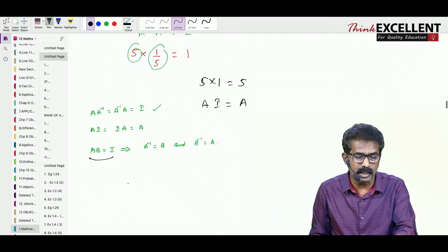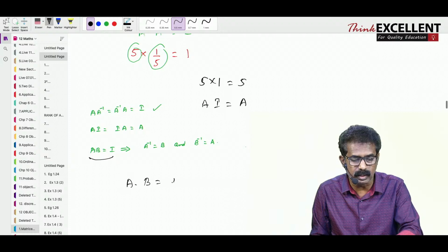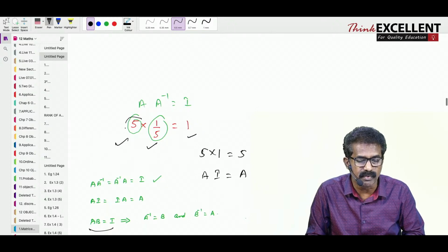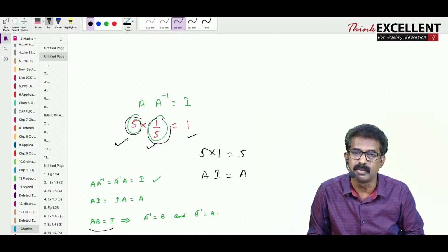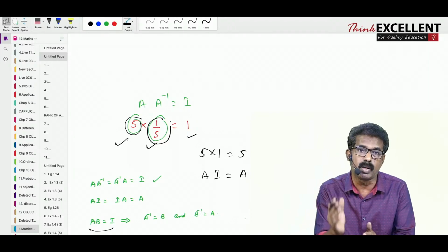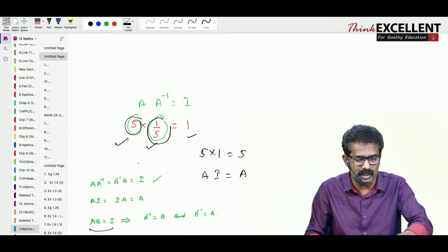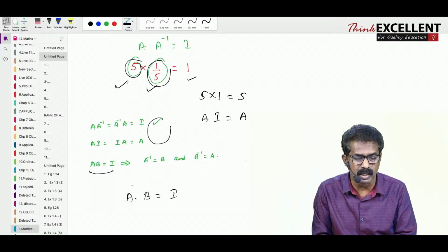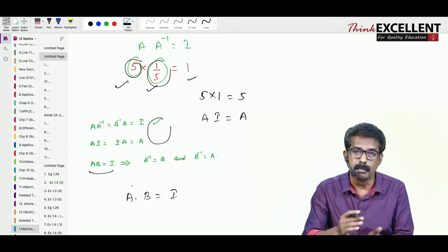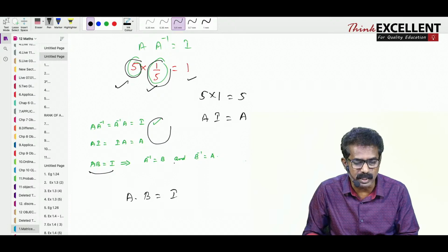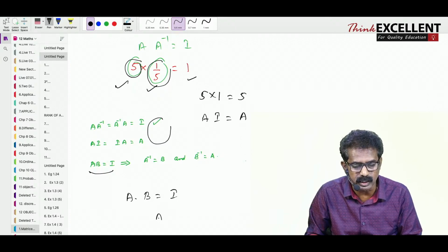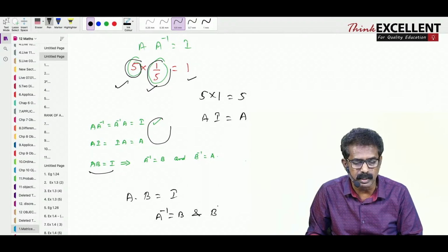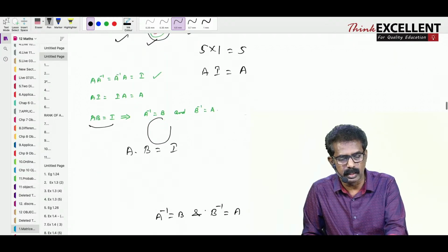Then, suppose A into B is equal to I. Listen very carefully. We see the same example: 5 into 1 by 5 is equal to 1. The multiplicative inverse of 5 is 1 by 5, and the inverse of 1 by 5 is 5. Mutually they are inverse to each other, right? Same way, if A into B is equal to I, you can say A's inverse is B and B's inverse is A. So A and B are inverse to each other, meaning A inverse is B and B inverse is A.